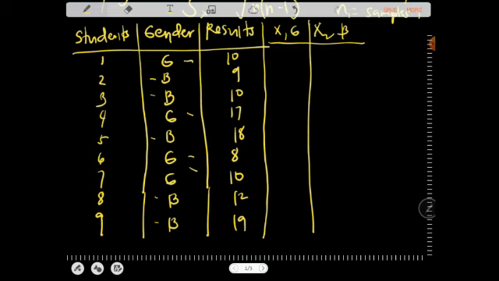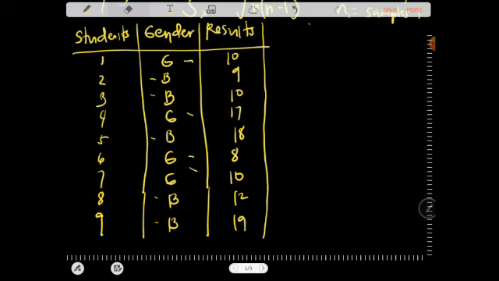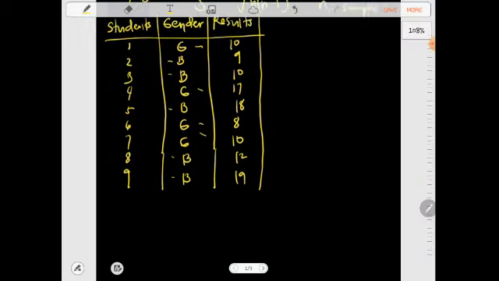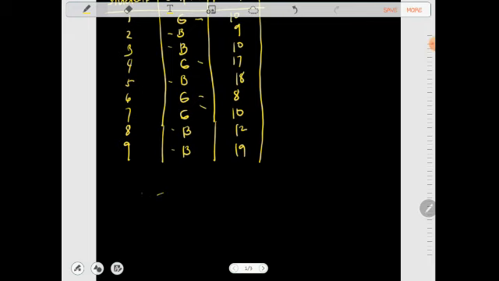So X bar sub 1 is equal to 11.25. We do not need to put this in the table, so we do not waste a column; we just put it below. X bar 1, for the girls, is 11.25. And X bar sub 2 is equal to 13.6, which is for the five boys.